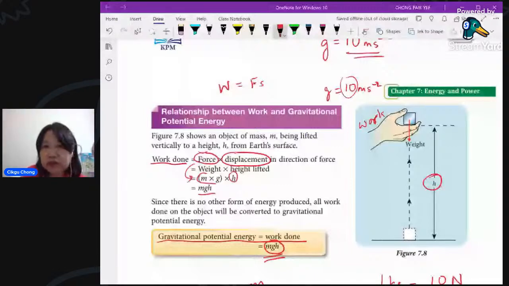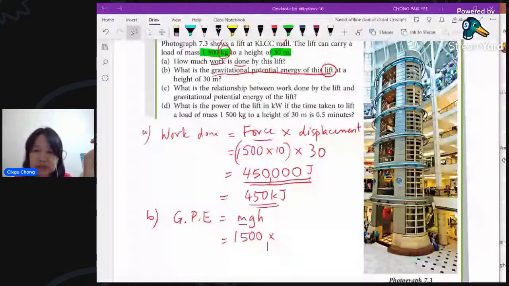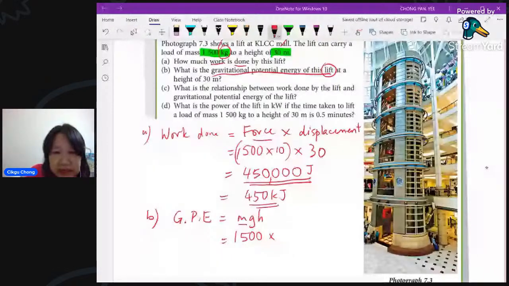What about g? I mentioned g is how much? G is always 10 meter per second squared. Yes, mass times gravity times height. The g here stands for gravitational acceleration. It's always 10. Then you times your height. So your lift is now 30 meters high. So now you times everything, you punch your calculator, you will also get the same value, which is 450,000 joules.